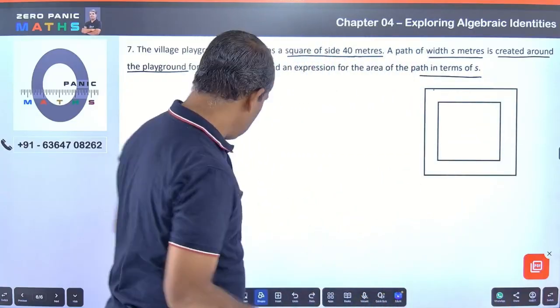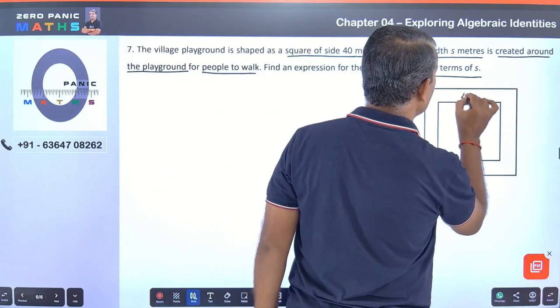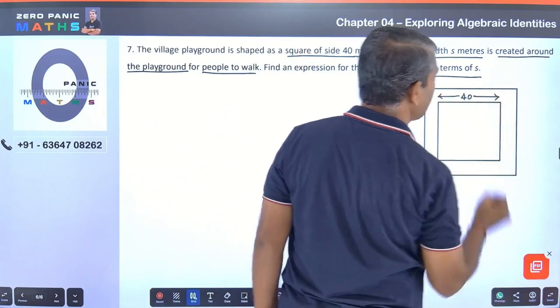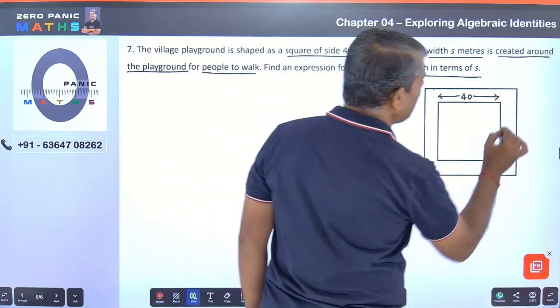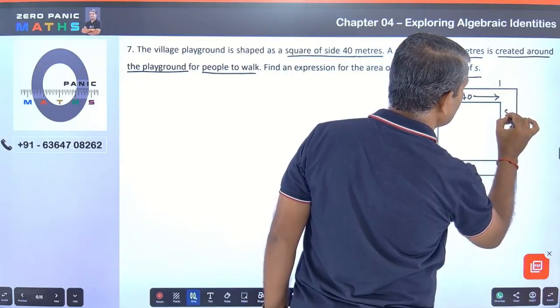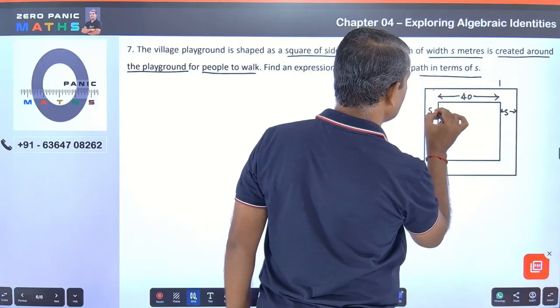You're getting my point? Now let me write this. See, this is 40 meters. This length is 40 meters as it is given. Just imagine this. And what is this length? They are saying this length is s meters. Here it is s, and this is also s meters.